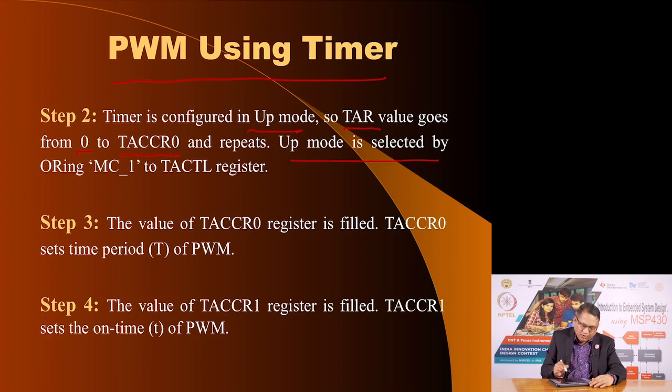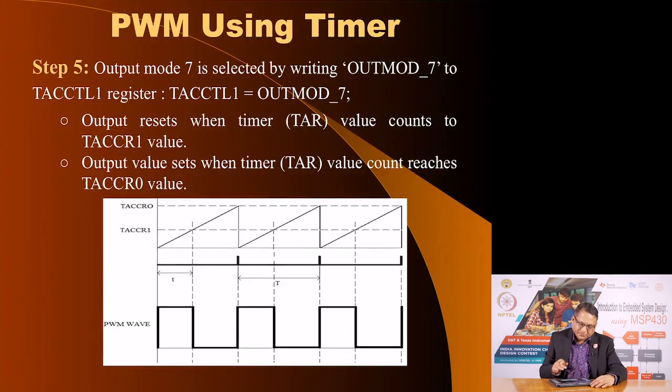The up mode is selected by ORing this mask into the timer control register. Another step, the value of this is filled in and this will determine the frequency or the period of the PWM signal, and then you write a value in CCR1 which will decide the on time, that is the duty cycle of the PWM signal. And last but not the least, you must tell the port that you want to route the output signal: you want to select output mode 7 and route it to the P1.6 pin.